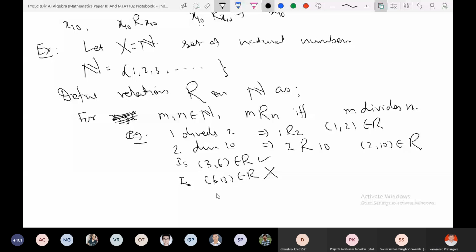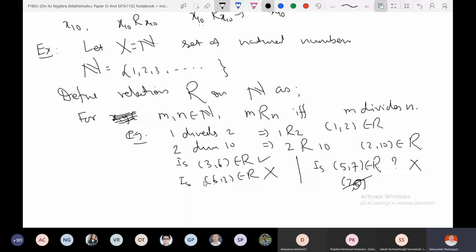Is the pair 5 comma 7 in R? No. So 5 comma 7 is not in R, so we should not bother about 7 comma 5. We are not bothering about such pairs. We are bothering about this: if some pair is there, then when we change the positions, that must also be there.